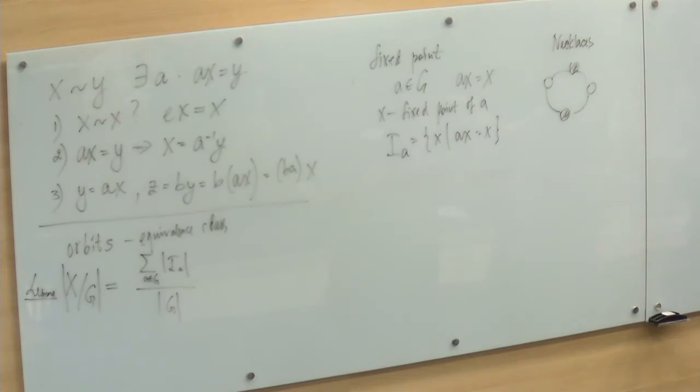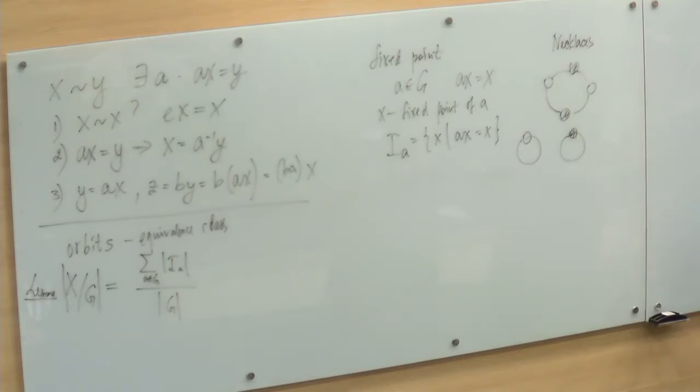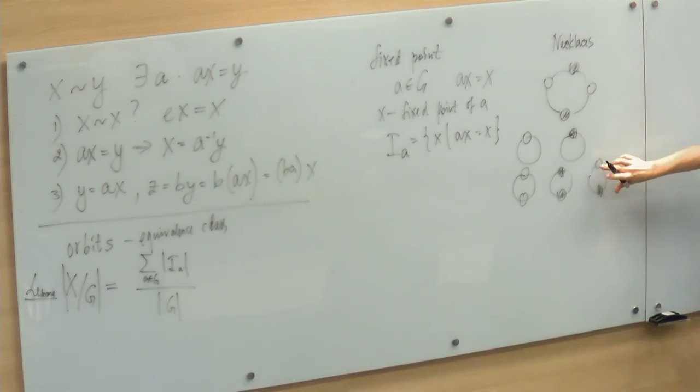So let us see how many necklaces there are. For example, for one bead, there are clearly only two necklaces. For two beads, there are actually three necklaces. This one, and this one. Well, if we rotate half a circle, we get the same necklace. So this one is equal to this one.